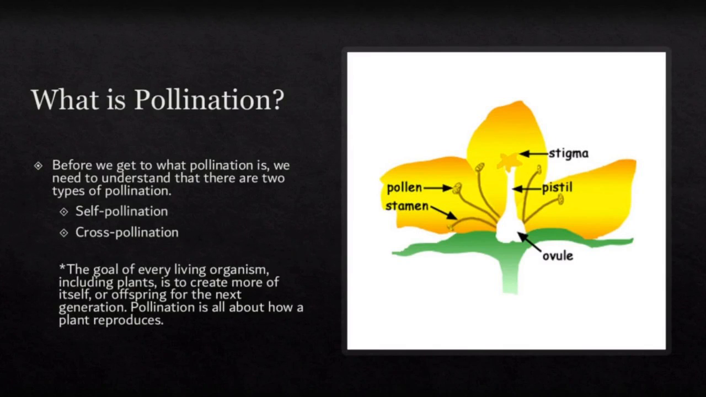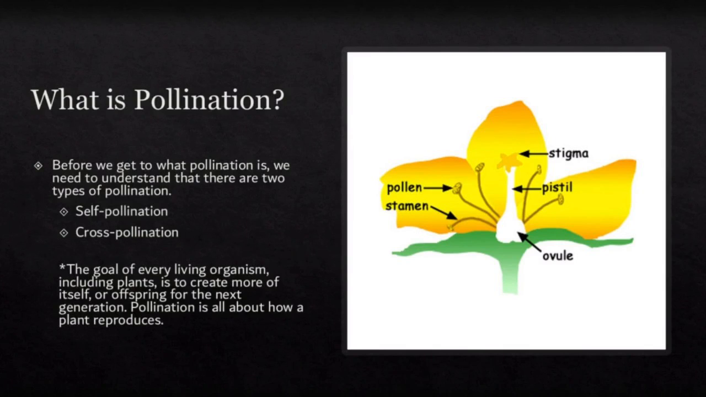First, let's talk about self-pollination. Self-pollination is the transfer of pollen from the anther of a flower, the anther's right here, to the stigma of the same flower or another flower of the same plant. A good way of thinking about this is that the flower basically makes a clone of itself using itself. So this is when the plant reproduces with itself. As you can see right here, the pollen grains go from the anther to the stigma, and then it creates seeds. It reproduces itself.